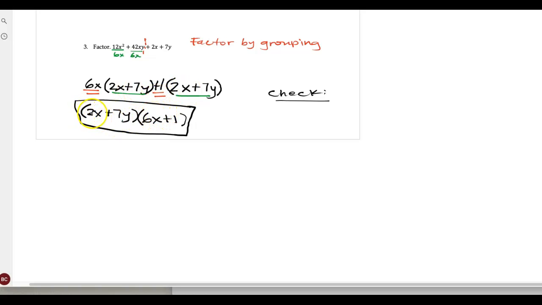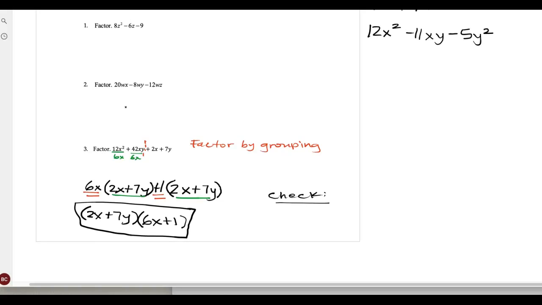So if we multiply this out, 2x times 6x is 12x squared. 2x times 1 is that 2x that we have there. 7y times 6x is that 42xy. And then 7y times 1 is that 7y. So I can see, yep, when I multiply that out, I get back to what I started with. So I definitely did that correct. Okay.